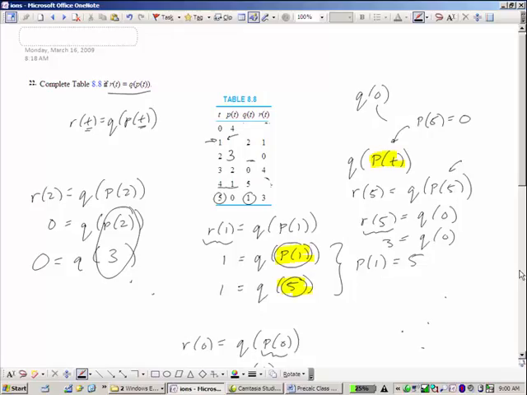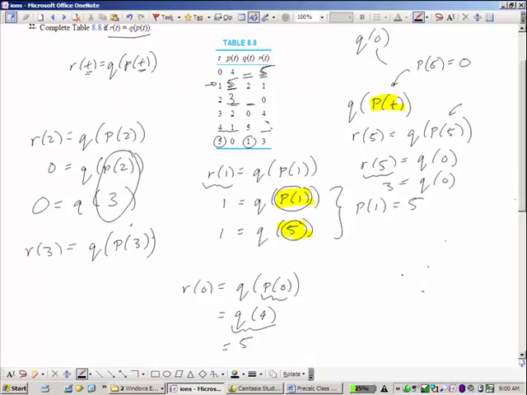All right, and the last one we have left is R of 3 equals Q of P of 3. Of course. All right, do we know what R of 3 is? 4. Do we know what P of 3 is? So we know that Q of 2 equals 4. Hey, look at that. And I think we've got everything filled in.